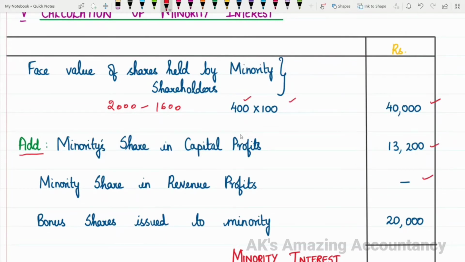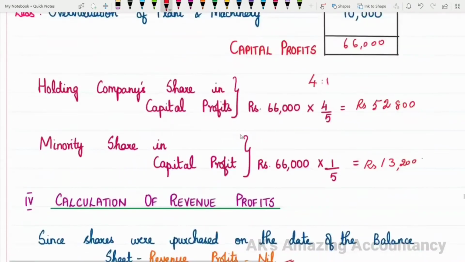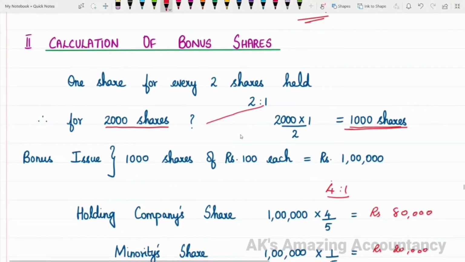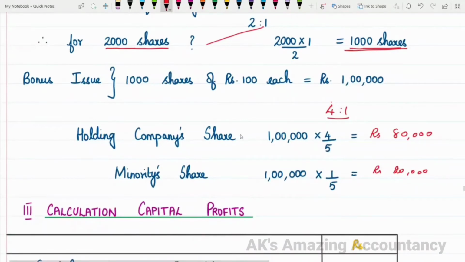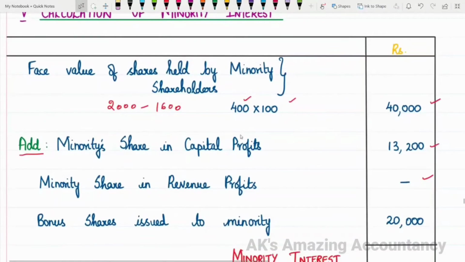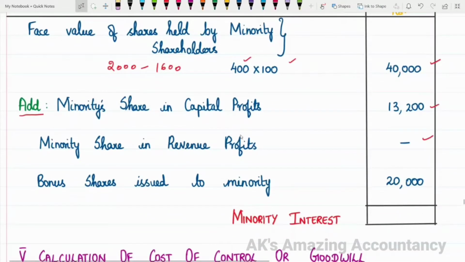And you have bonus shares in this particular problem, isn't it? So whatever is the minority share in the bonus shares has to be added while calculating the minority interest. How much did we have as bonus shares? As bonus issue, we calculated 1 lakh rupees. Out of 1 lakh rupees, how much is the minority share? It is 20,000. This 20,000 will have to be added along with minority interest while calculating it. So add bonus shares issued to minority, 20,000.